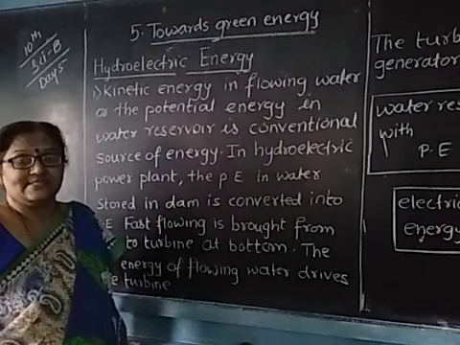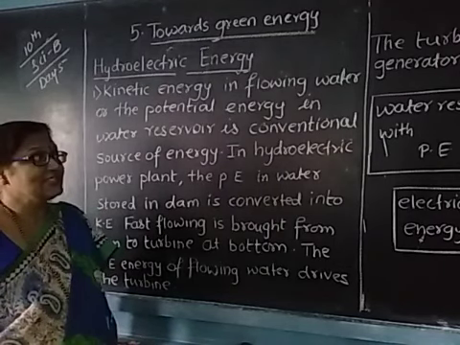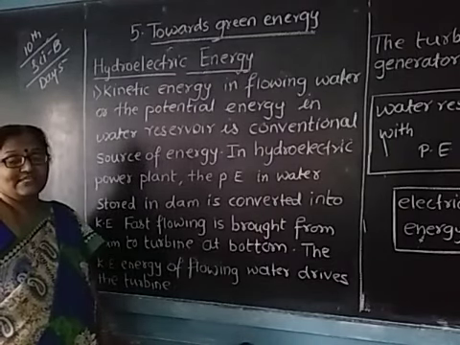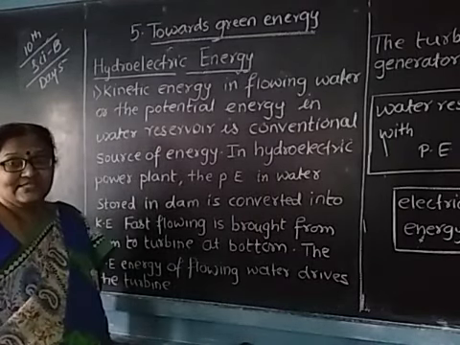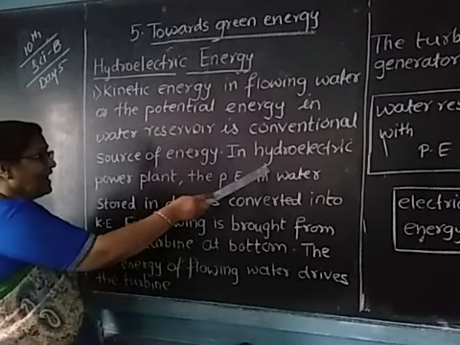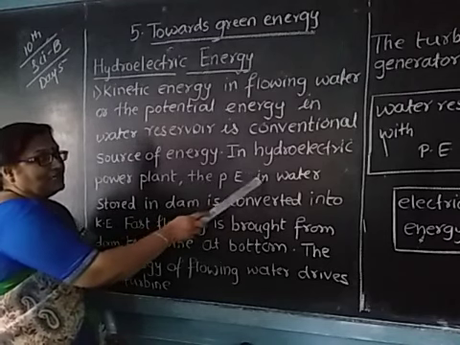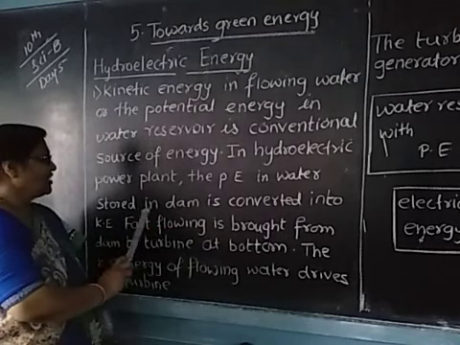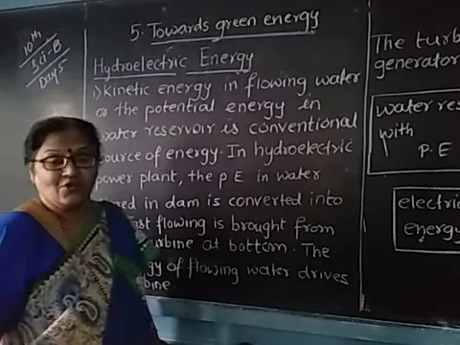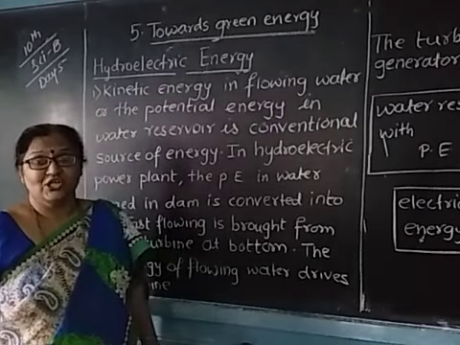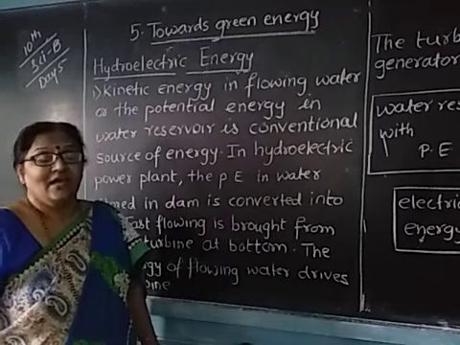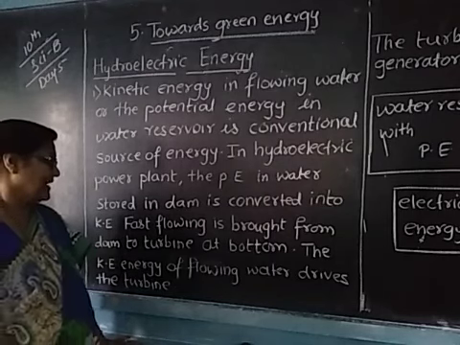What does it mean? It is nothing but it is always used. This kinetic energy and potential energy are always used, and the flowing water always flows from top to bottom. In a hydroelectric power plant, the potential energy in water stored in the dam is converted into kinetic energy. Whenever you see, the potential energy is converted into kinetic energy in the hydroelectric power plant.